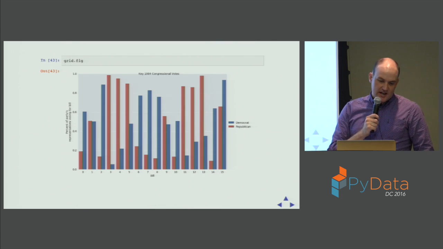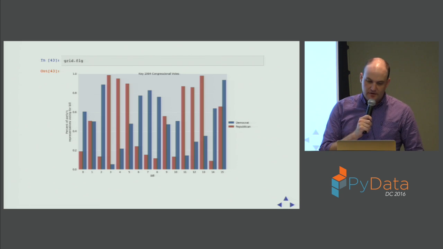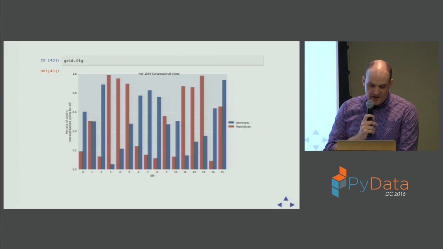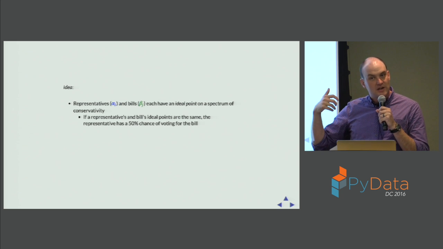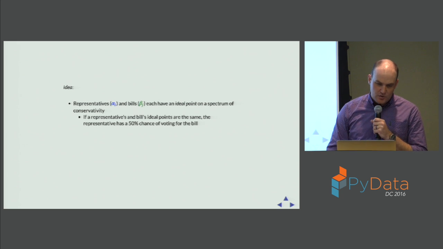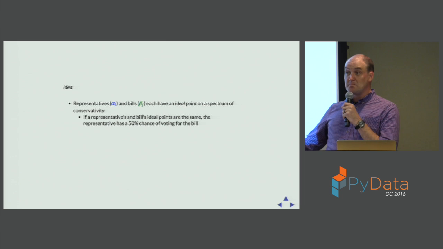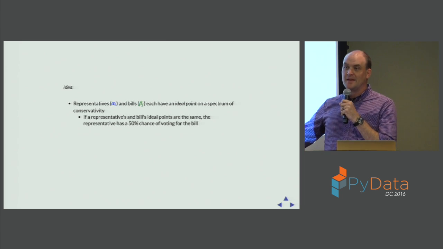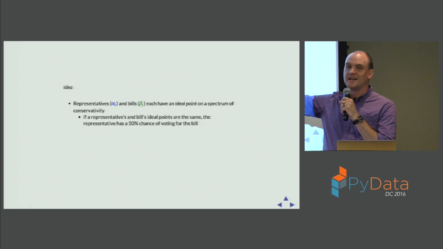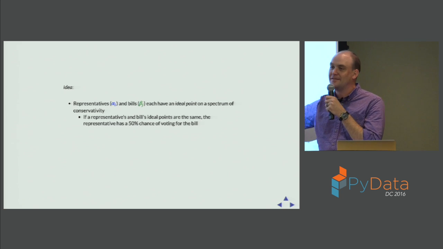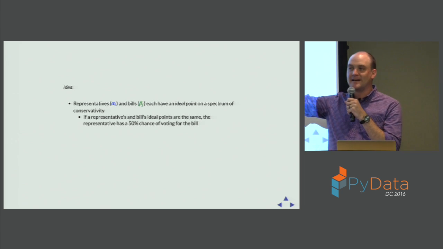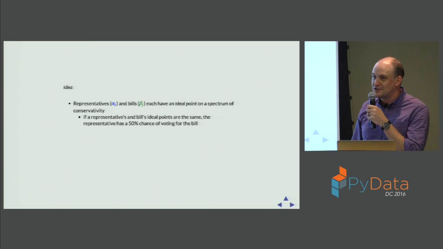So here, this just shows you what percentage of each party voted for each bill. That's interesting, just some EDA on this data. What's the idea of this model? I want to give the idea and then how that translates into Edward, and it's pretty intuitive, I think. Representatives and bills each have an ideal point on a spectrum of conservatism. Political scientists have chosen to call it conservatism instead of liberality. I don't know why, but you just fix which direction is up, right? It's like physics. It doesn't matter which direction is up as long as you're consistent.